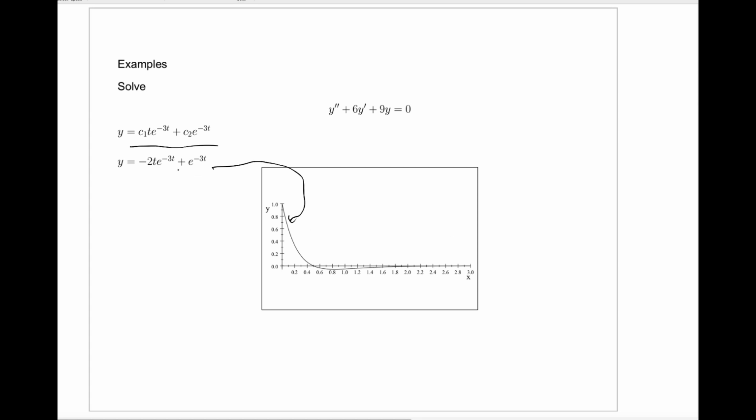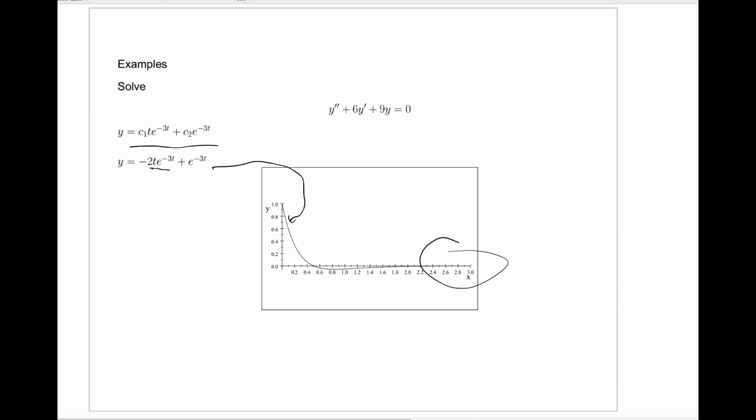As t goes to infinity, of course, the e to the minus 3t goes to 0, and it goes to 0 very quickly. Even though this t, multiplying the e to the minus 3t, gets very big, one can see easily using L'Hopital's rule that t times e to the minus 3t tends to 0 as t goes to infinity. The t grows much more slowly than the e to the minus 3t tends to 0. So the solutions, as you can see here, will tend to 0 as t goes to infinity.